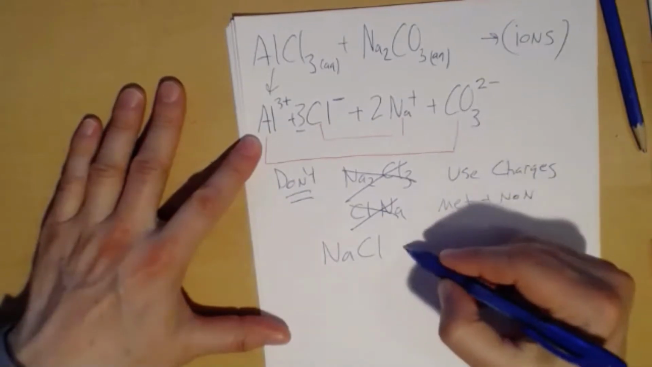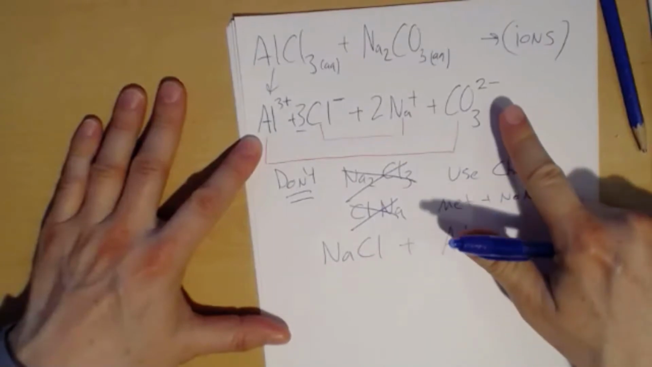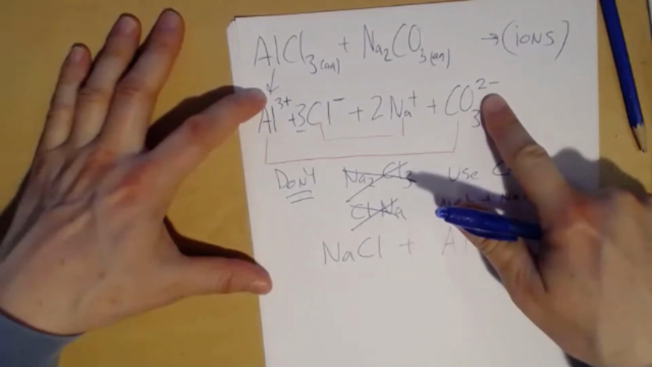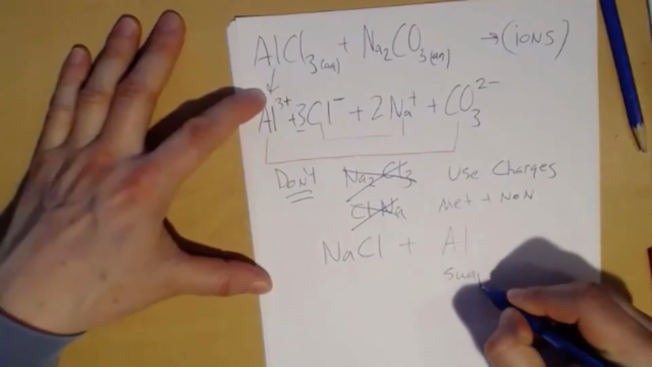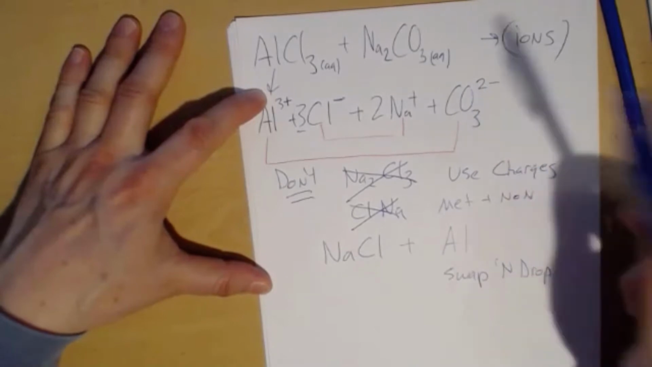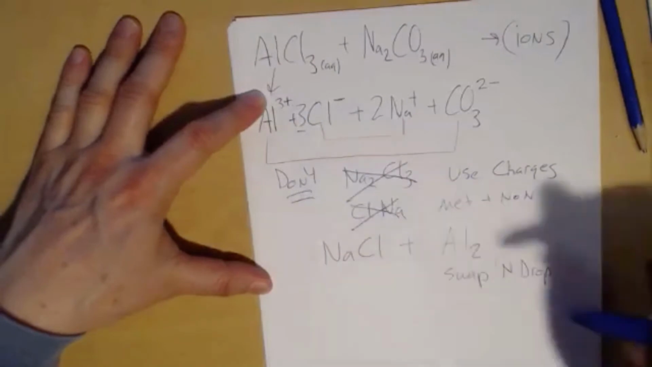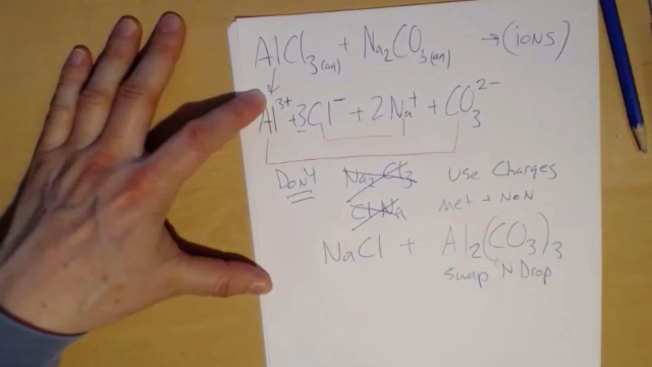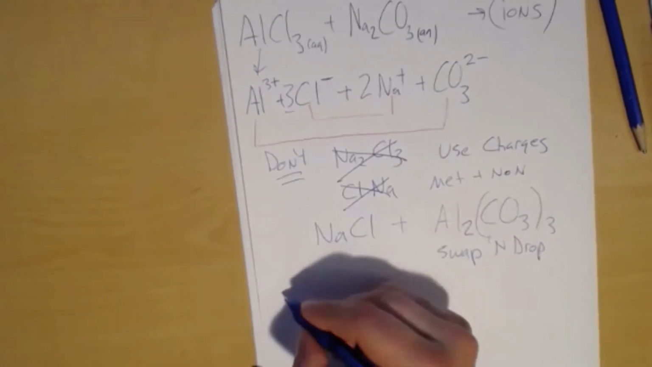How will they go together? How will I make a 0 if I have a -2 and a +3? Anybody? How can we do that? Remember swap and drop? So I'll write that down. Swap and drop. So if I have a -2 there, that's going to be 2 aluminums. And if I have a +3 there, I'm going to get 3 carbonates. Al2(CO3)3. Okay. So then I'm going to write my skeletal equation.